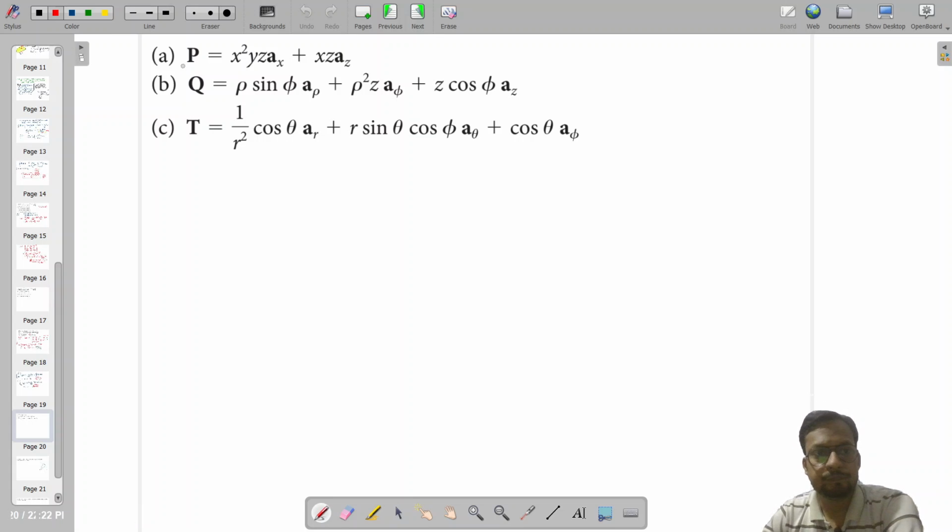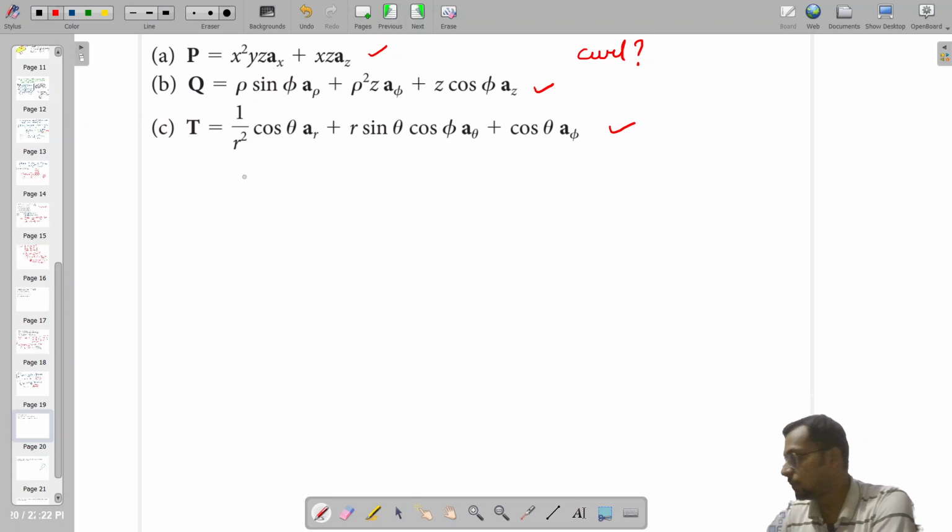we will have three different scalar equations, and these are the three vector fields P, Q, and T, and we have to evaluate their curl. So from the equation, we can see that P is in Cartesian, Q is in cylindrical, and T is in spherical. So we have to evaluate these in all three coordinate systems.